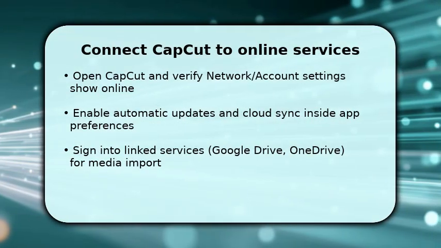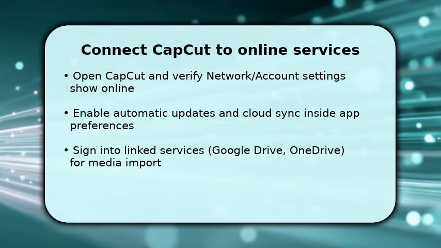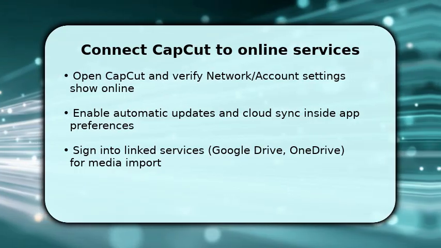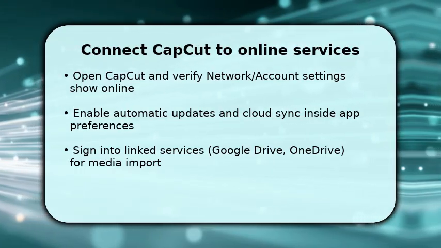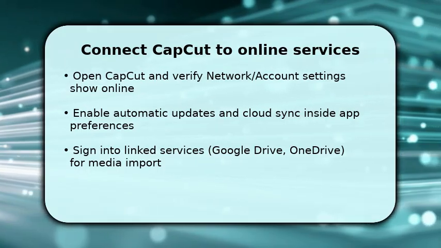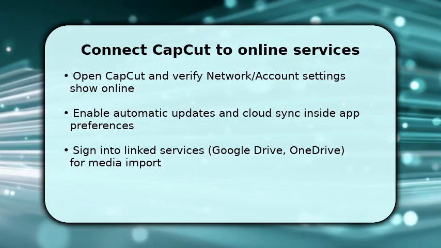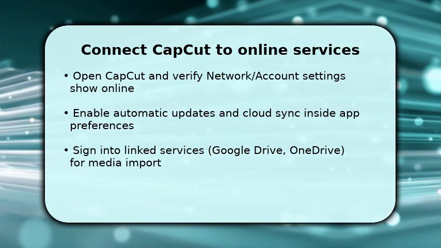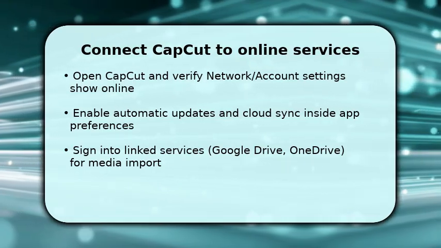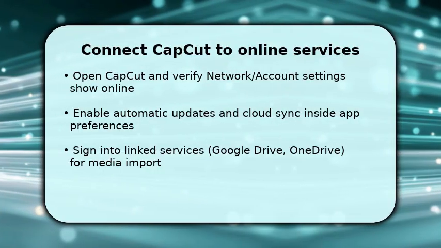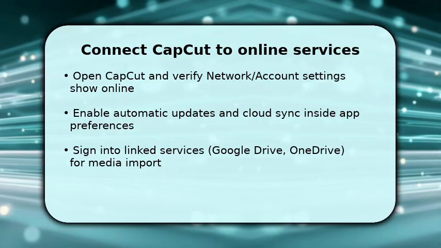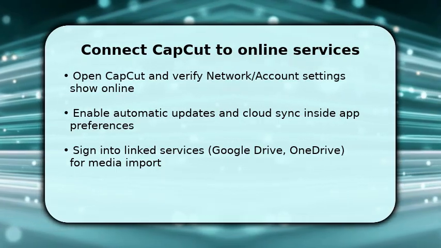Now you configure the app to use that connection. Open CapCut and navigate to Account or Settings to confirm it detects online status. If not, toggle Reconnect options. Enable automatic updates and cloud sync so assets and templates download when available. Next, link Google Drive or OneDrive from the Import menu so you can pull media directly. This makes media access seamless and reduces manual file transfers, ensuring edits can use online templates and cloud backups.